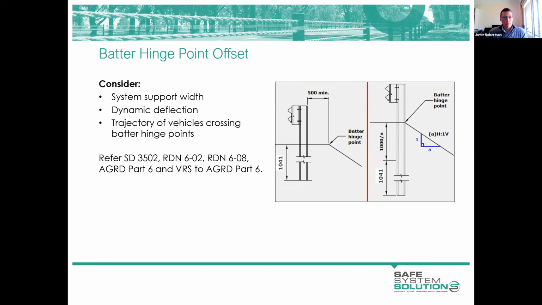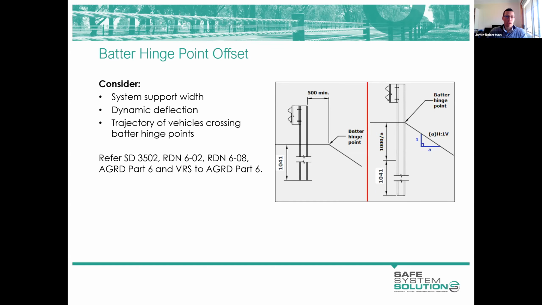You need to think about the offset of the barrier from the batter hinge point for 2 reasons. We need to provide enough solid ground behind the barrier to support the system, and provide enough lateral support for the system so that it can contain and redirect the errant vehicle.